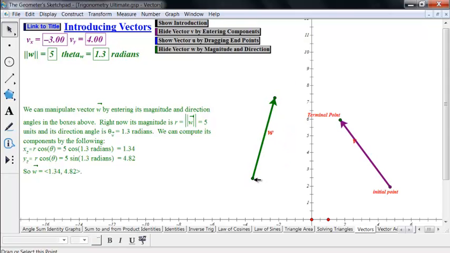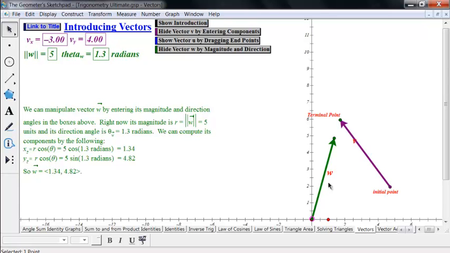Okay, and so we know that that 1.3 radians again is the angle from the horizontal. So if I were to place that at the origin here, the angle that it makes with the positive part of the x-axis is 1.3 radians, and its distance out is a distance of 5. Okay, now can we get the x and y components from this?